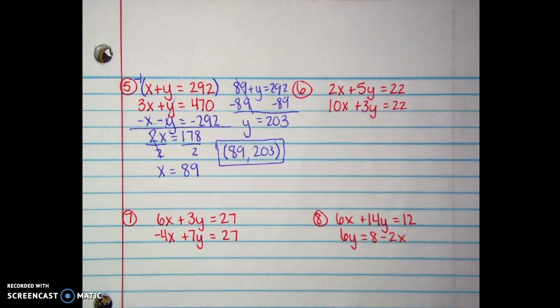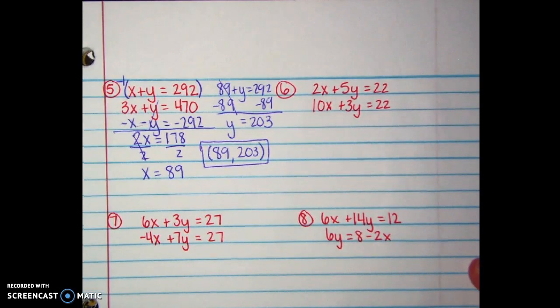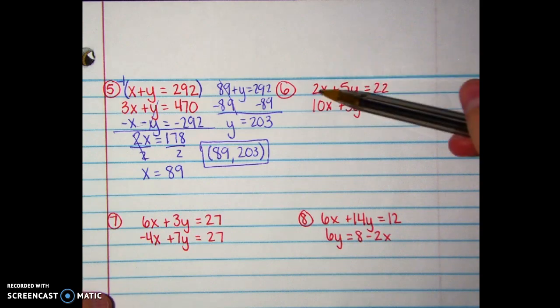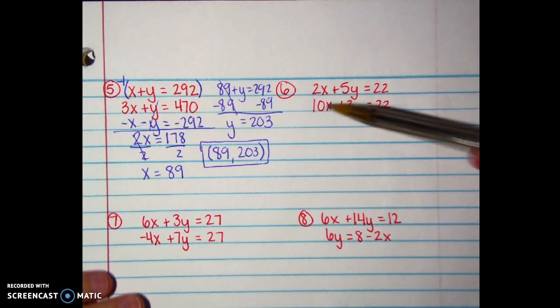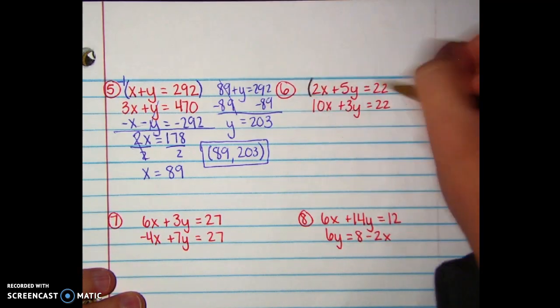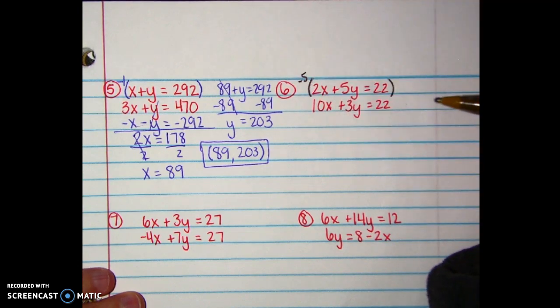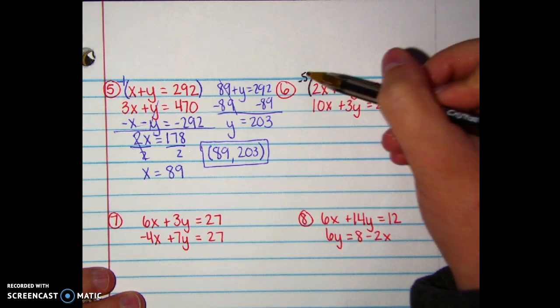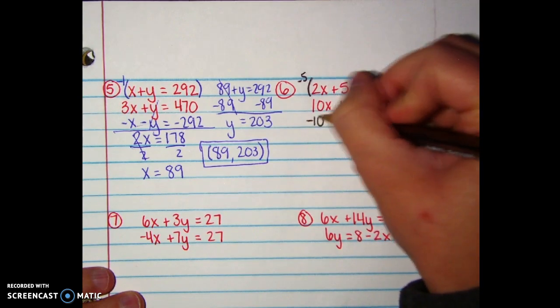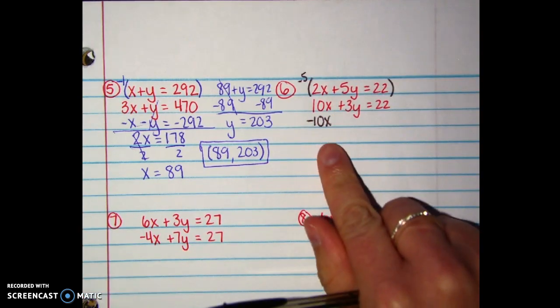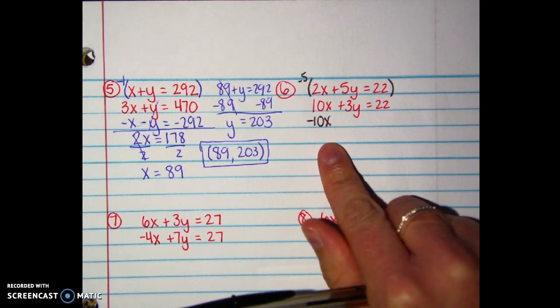Okay, let's look at number 6. This one does not have any opposites. They don't even have any of the same, so it's not going to be easy. Multiply by negative 1. But if you notice, 2 does go into 10. And the easy thing to do here is to multiply this top row by negative 5. When I do that, 2x times negative 5 is negative 10x. Those are opposites now. So that's why I did that.